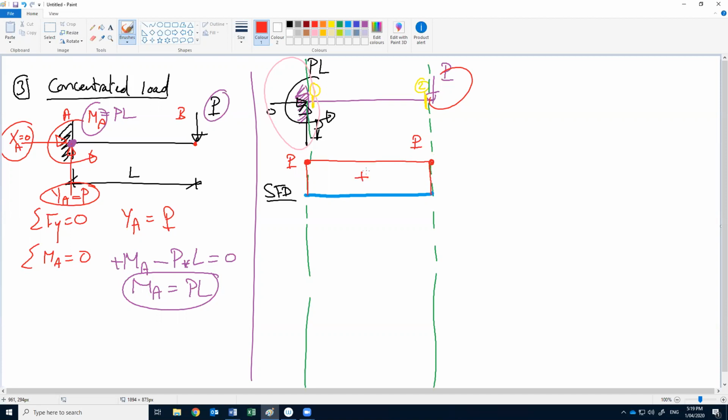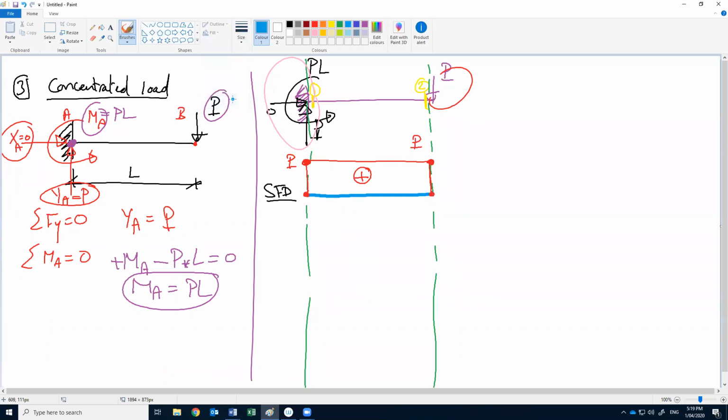The shear above the datum is positive. Okay, so again, we start from 0. We have B upward. Then from 1 to 2, we don't have any forces, so it is straight. After 2, we have a force dropping down to 0 again. So this is our shear force diagram.